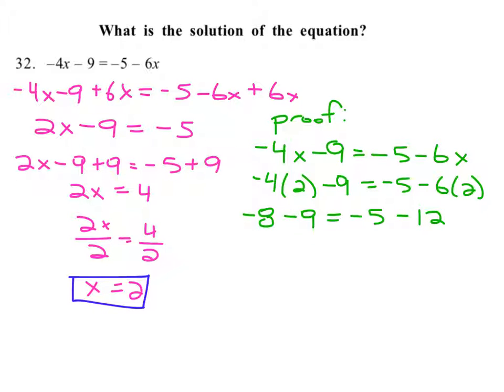And now I do the subtraction. Negative 8 minus 9 is negative 17. And negative 5 minus 12 is also negative 17. So that is a quality proof because it worked. Okay, that's it.